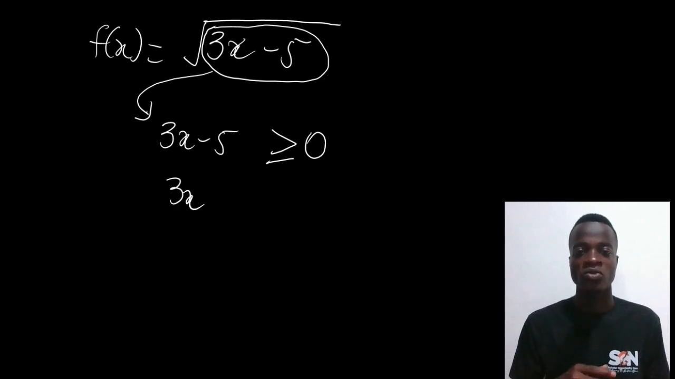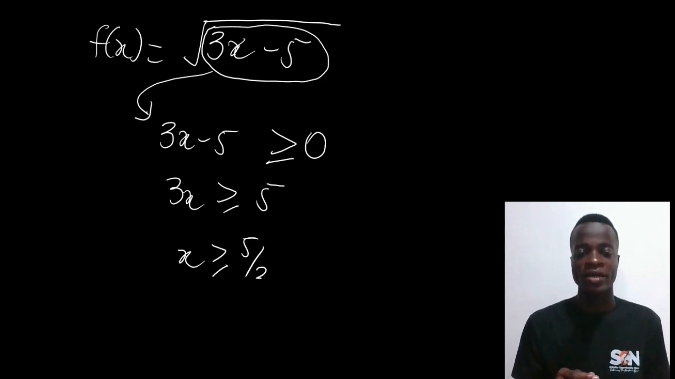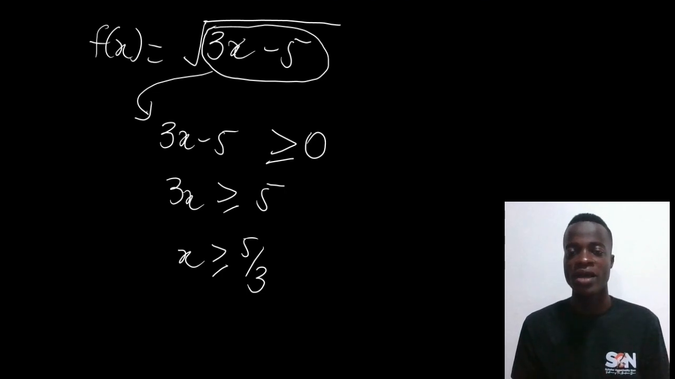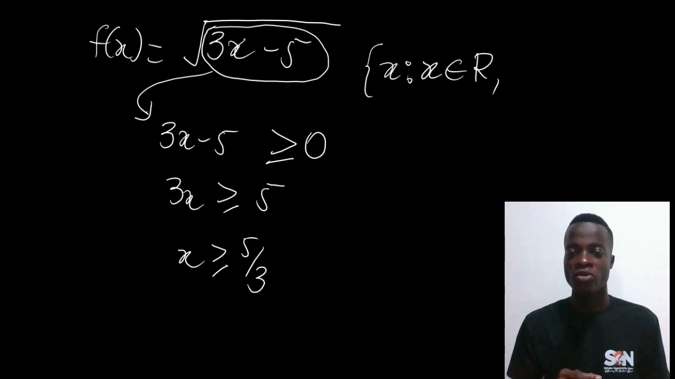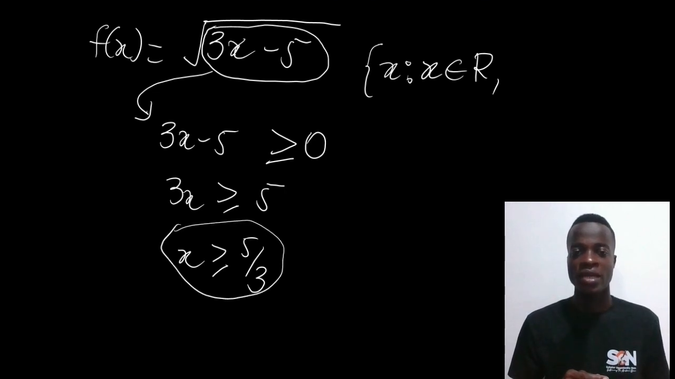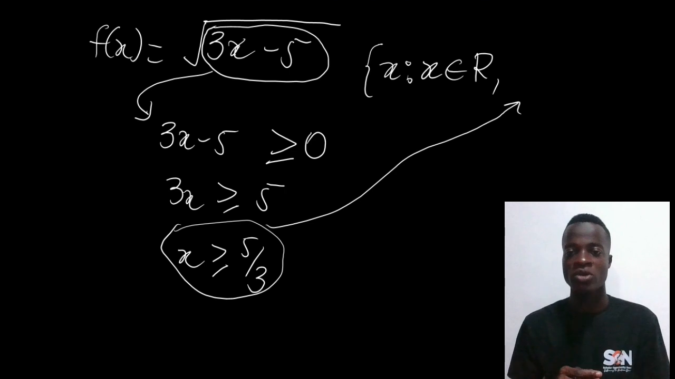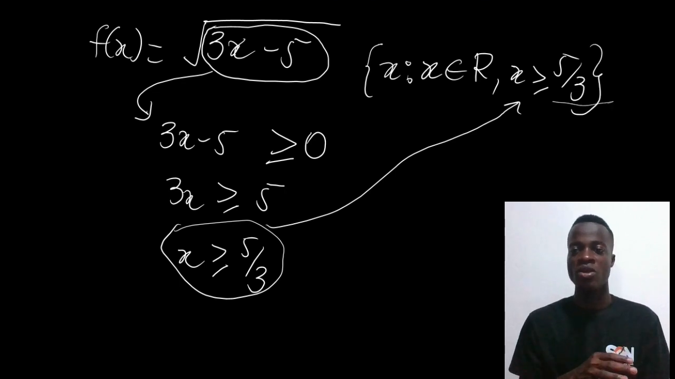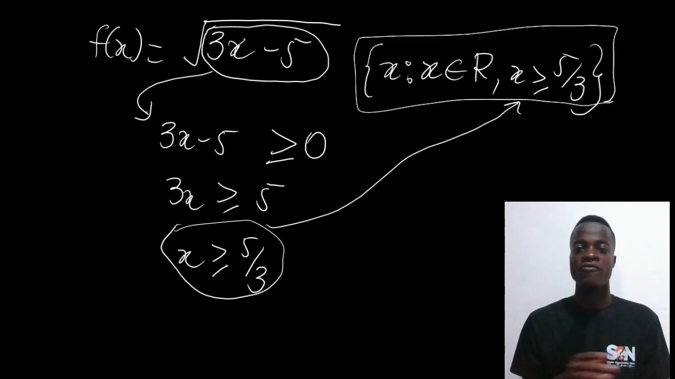You have 3x, you send the 5 to the other side and it becomes positive 5, then you divide through by 3, and you have x greater than or equal to 5 over 3. Then what do you think? The domain is the same thing, like how we did this. This is the exception. So we say x is such that x is a member of all real numbers, comma, then you copy the entire result there: x is greater than or equal to 5 over 3. This is the domain of this particular function.